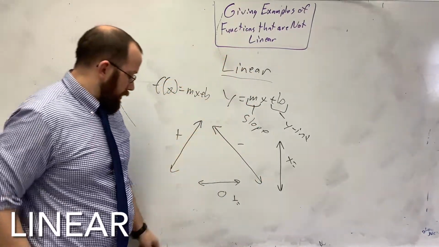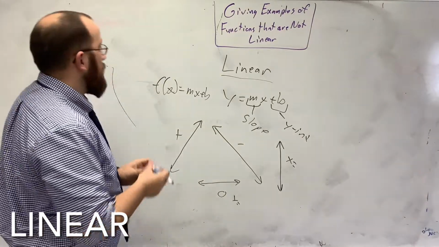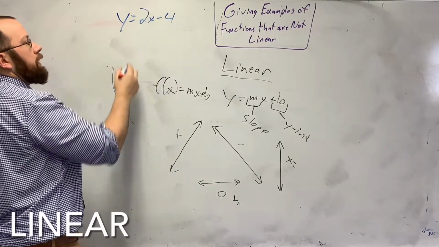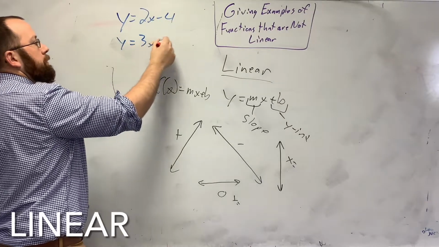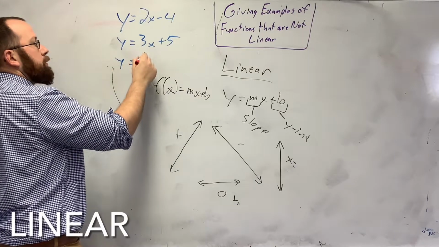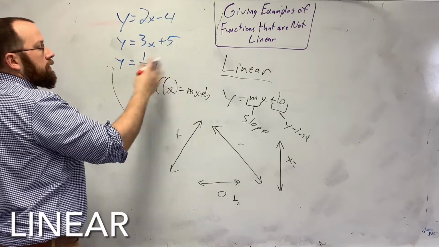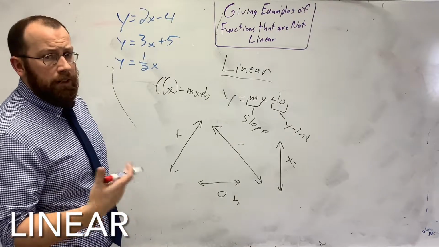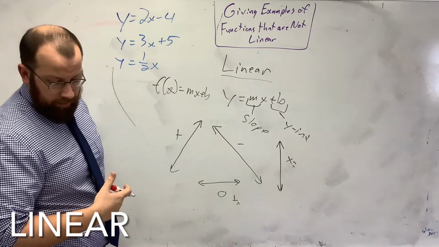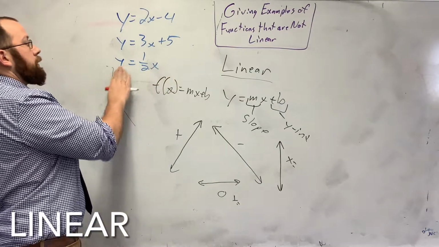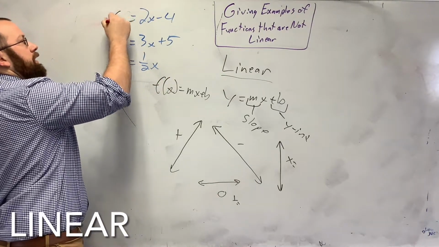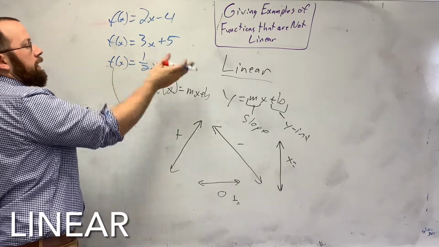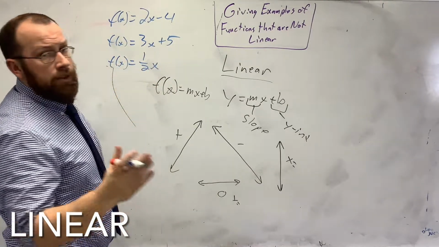So any function that's written as, let's say, y equals 2x minus 4, or y equals 3x plus 5, or y equals 1/2 x, just like that. Those are all examples of linear functions. Or I shouldn't say functions. Those are all linear equations. I hate saying functions with the f of x there. Makes me very angry for some reason. There you go. Those are all linear functions.